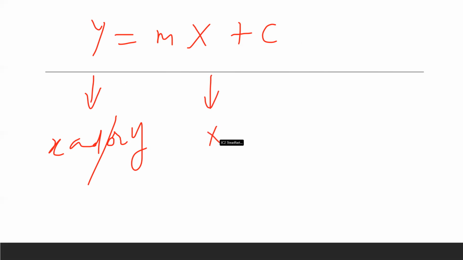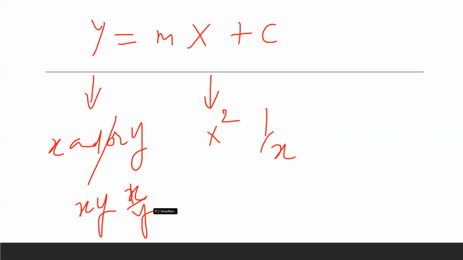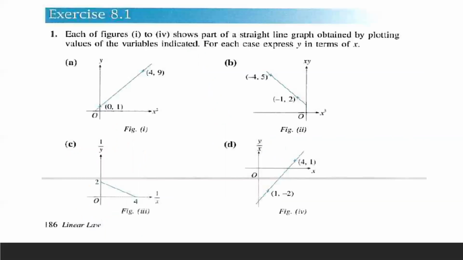The X can be mostly just in terms of X's. So it can be like X squared, it can be 1 over X, it can be xy, it can be x over y, and so on. They can be different. That depends on the main equation given to you. So let's see some examples here.